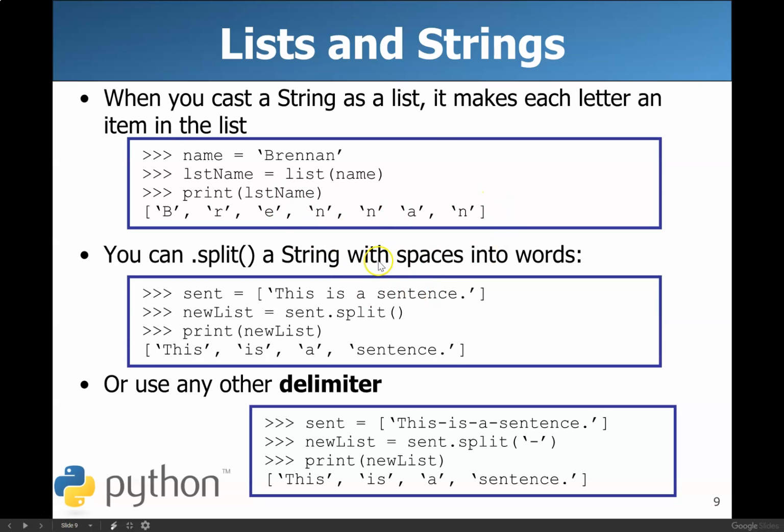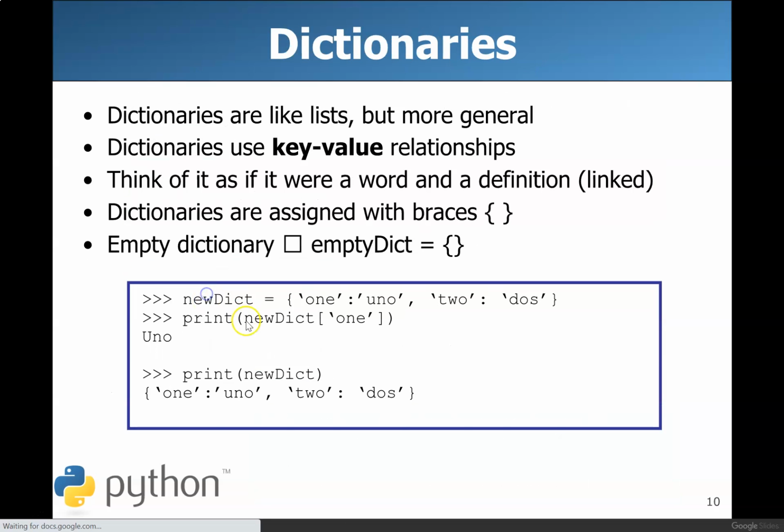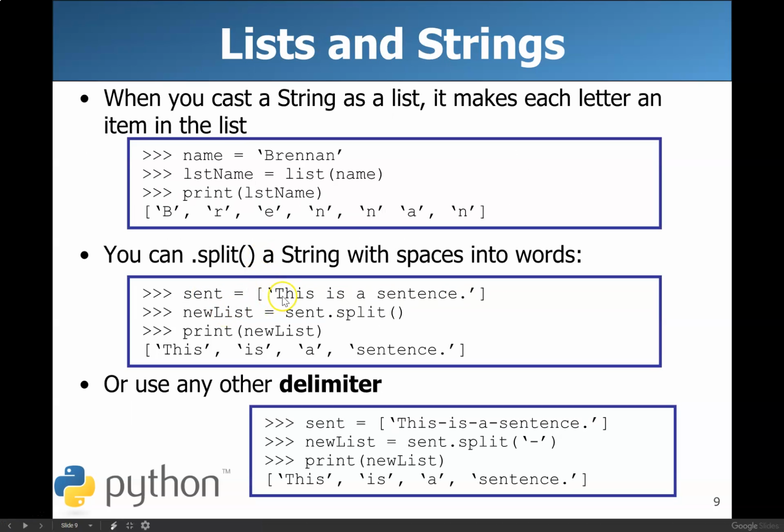You can split a string with spaces into words in a list. Okay, so if we've got this is a sentence, you can make a new list equals sent.split. That's kind of neat because this is sent, which is a string that only has one item in it. It's just got this is a sentence. But if you split it, this split command will automatically make a new list. That's what split does, and it also splits everything by spaces.